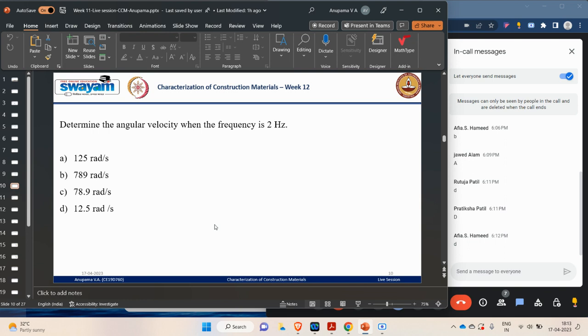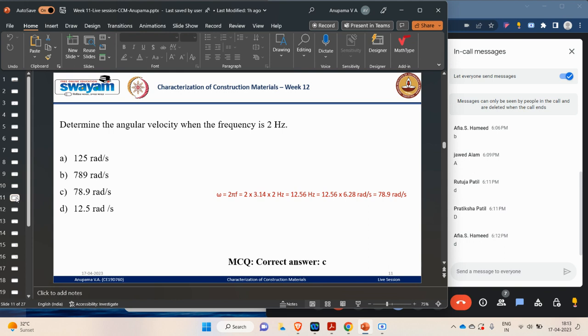Okay, there are three responses. All go for D. Okay, so the correct answer is C. That is omega is equal to 2 pi f. That is 2 into 3.14 into 2 hertz. That is 12.56 hertz. So the question is in radians per second.